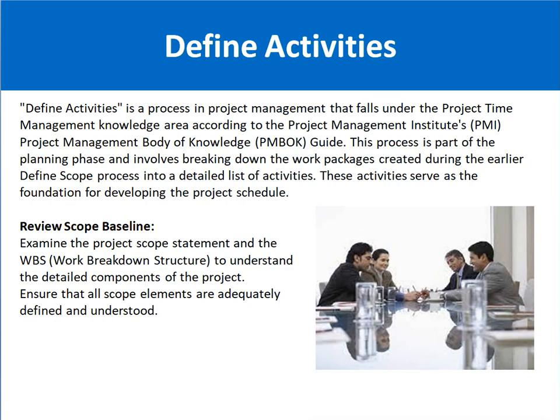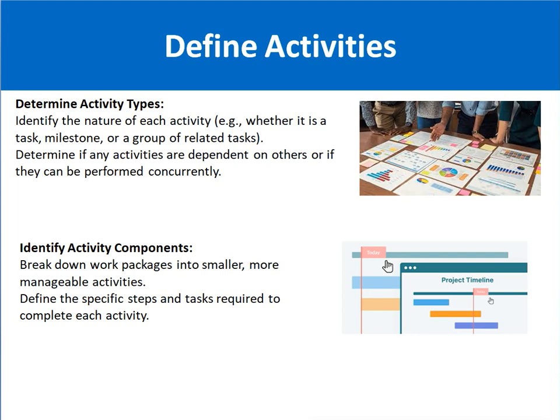Next, friends, is to determine the activity types. Activity types means that we must identify whether it is a task, a milestone, or a group of related tasks, and determine whether any activities are dependent on others or whether they can be performed concurrently as well.